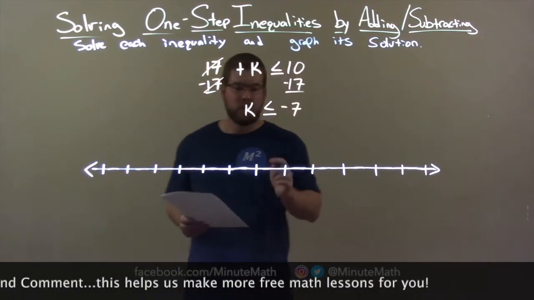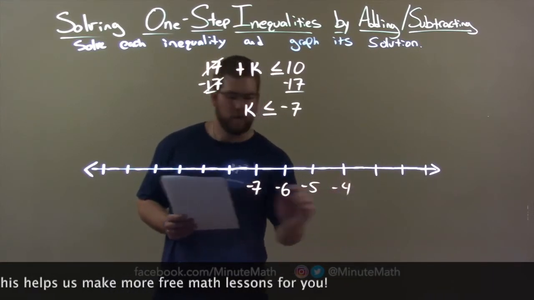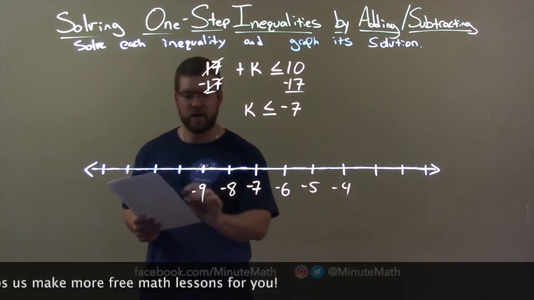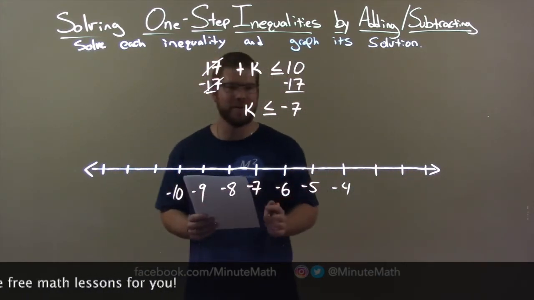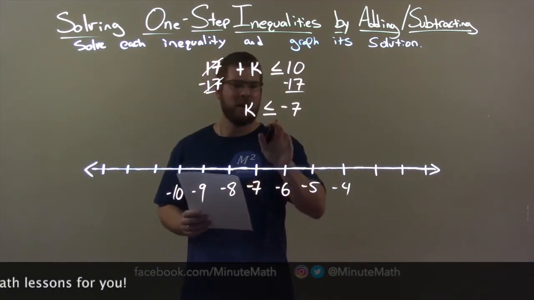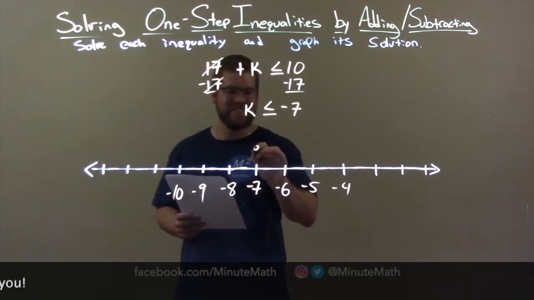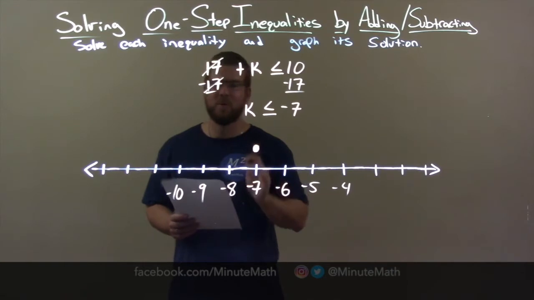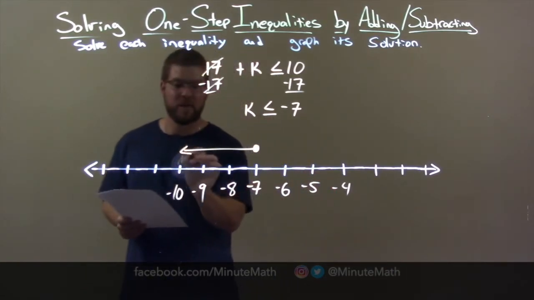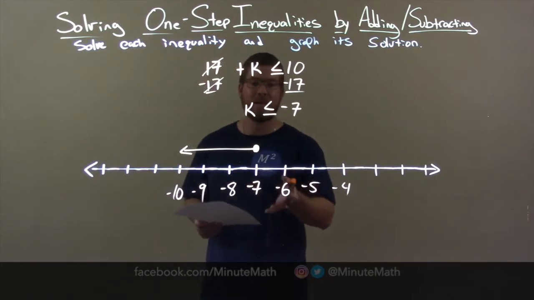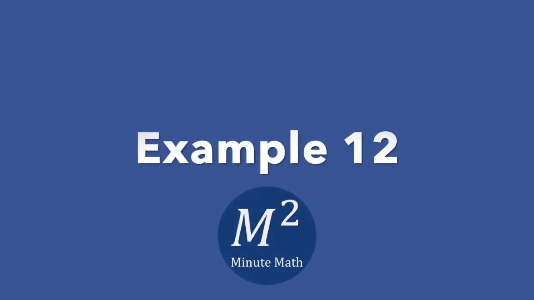So let's graph it. Well, let's put -7 right here. We have -6, -5, -4, -8, -9, and -10. And of course we can keep writing, but I'm good here. Closed circle at -7, because k is equal to -7. Follow my words here. And a less than sign means the arrow goes to the left. And so our final graph here matches our final answer of k is less than or equal to -7.